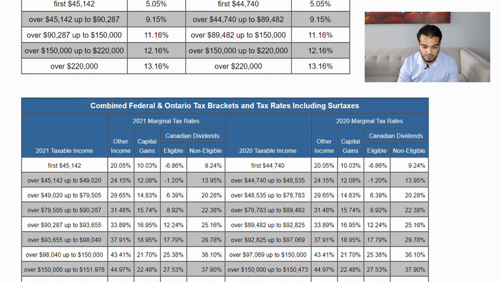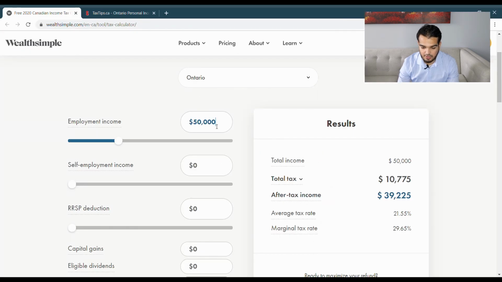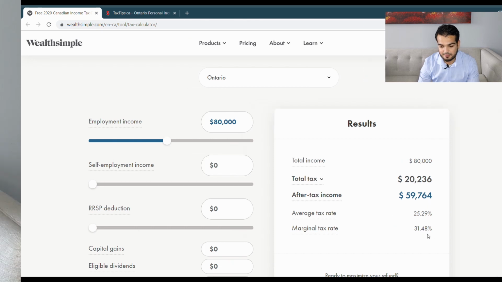So going back to our example, let's say now you've made $80,000. Notice now your average tax rate is 25.29%. That means on average on the $80,000, you've paid $20,236, which is equal to 25.29%. But your marginal tax rate is 31.48%. That means for every dollar earned above $80,000, you'll have to pay 31.48%.